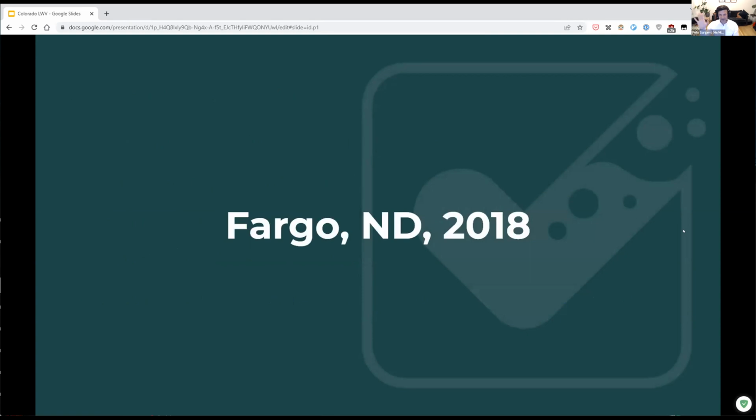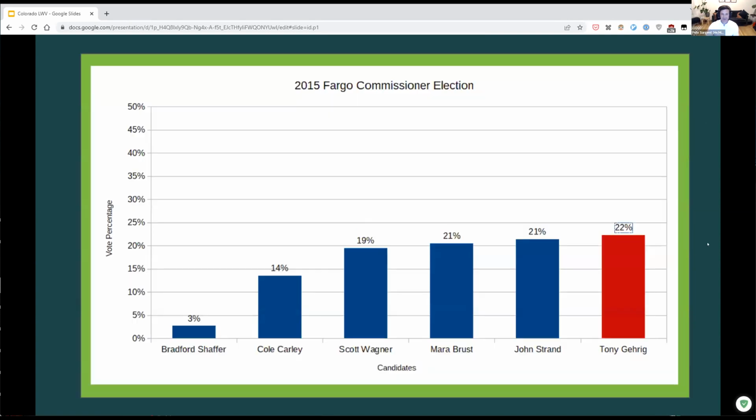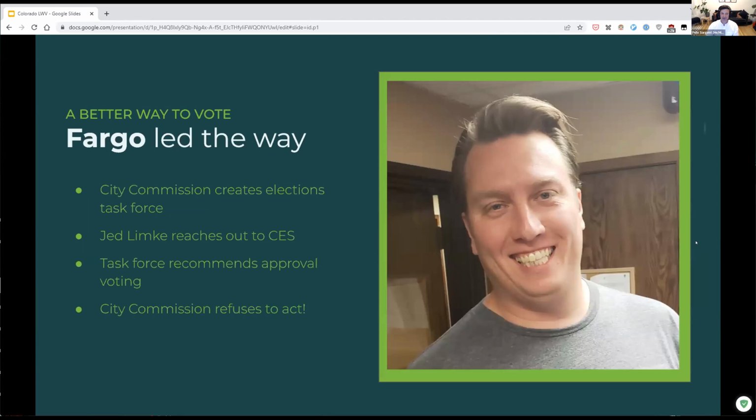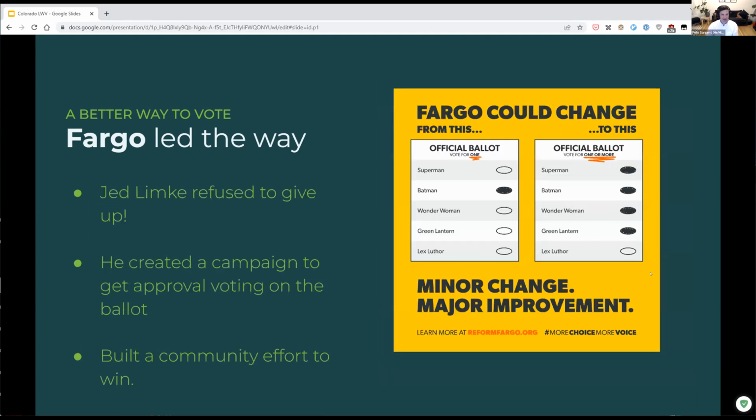So theory aside, let's talk about the actual practical implementation. In Fargo, North Dakota in 2018, Tony Gehrig won the Fargo Commissioner race with 22% support. And the City Commission created an election task force, and that was chaired by Jed Limke. Jed reached out to the Center for Election Science and did his research, and they ended up recommending to the City Council that they should switch to approval voting. And then the City Commission refused to act, mainly because Tony Gehrig was on it.